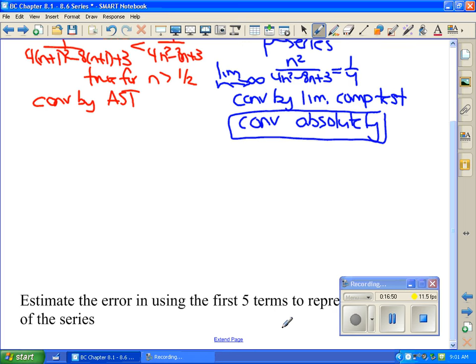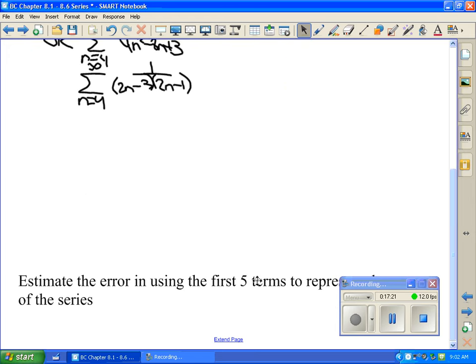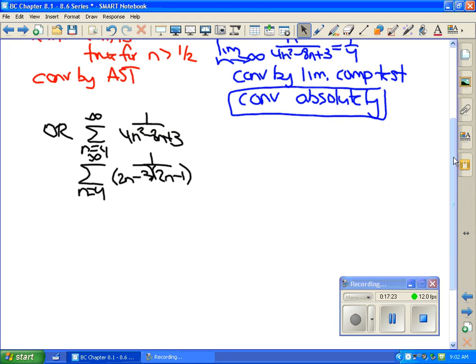So my other way would be the following. I have the series from n equals 4 to infinity of 1 over 4n squared minus 8n plus 3. But notice this factors. I believe it factors into 2n minus 3 and 2n plus 1. So since it factors, another thing you can consider is partial fractions. Those are clues to use telescoping as a result.